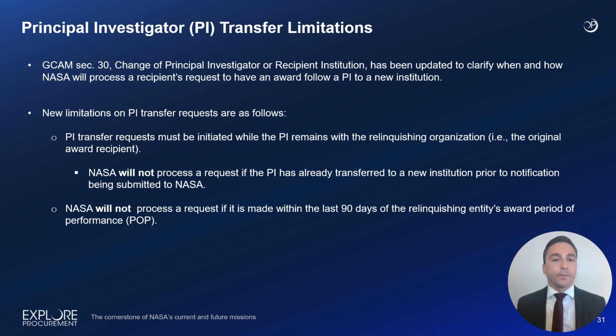The second limitation is that NASA will not process a PI transfer request if it is made within the last 90 days of the original award's period of performance. This limitation is necessary to ensure that NASA and the relinquishing organization have adequate time to process the PI transfer request before the original award expires.